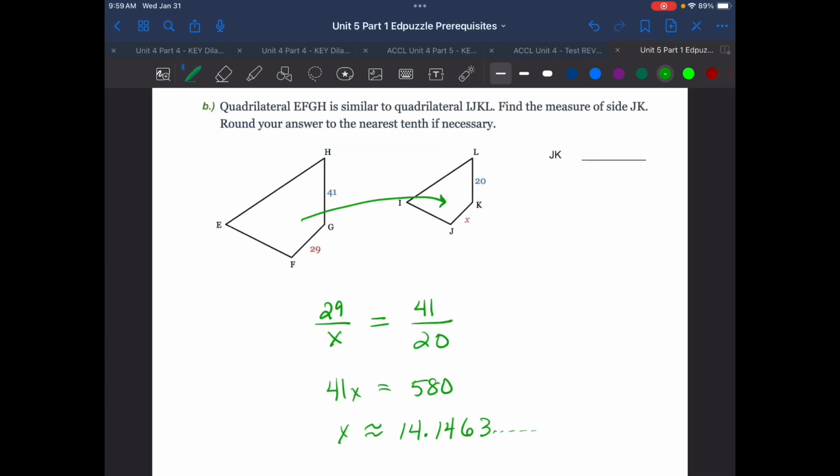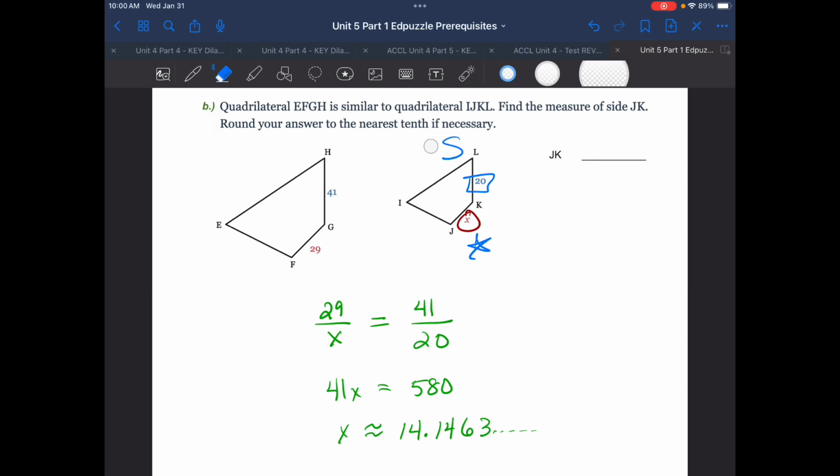Okay, so let's see how we did here, but basically I noticed that 29 is in the same spot as x, right? Because FG is in the same spot as JK over here. Alrighty, so real quick, I set my proportion up as 29 is to x. Right, there it is, 29 is to x. Now notice I'm going the same direction as 41 is to 20. Now guys, notice we're going from big to small. So I think this number should be smaller than 29.